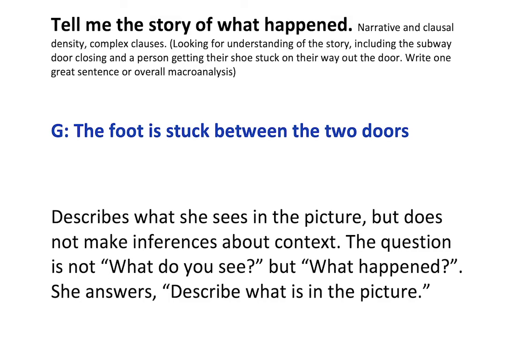Right? Okay. Here's Gabrielle's story of what happened. She just describes what she sees. The foot is stuck between the 2 doors. She doesn't give us any indication of what happened, what kind of a door it was. She doesn't make inferences about context. The question is not what do you see, but what happened. And she answers the question or the statement, describe what's in the picture. So there's something limiting about this answer. It's true, but let's see if we can get more from her.